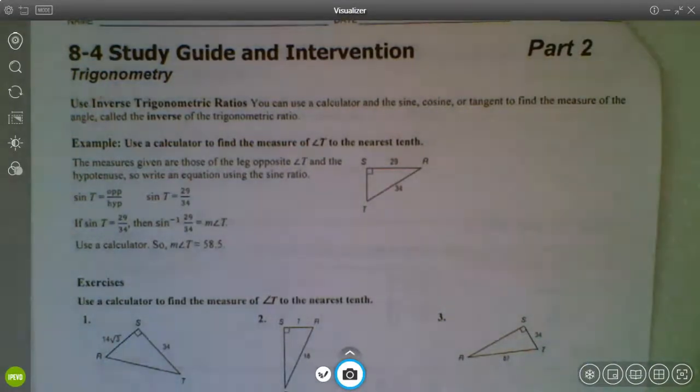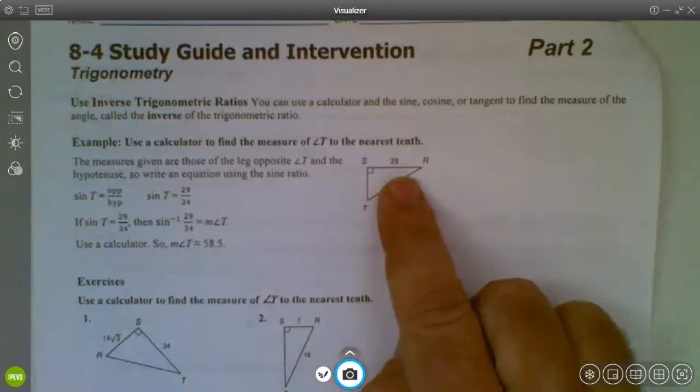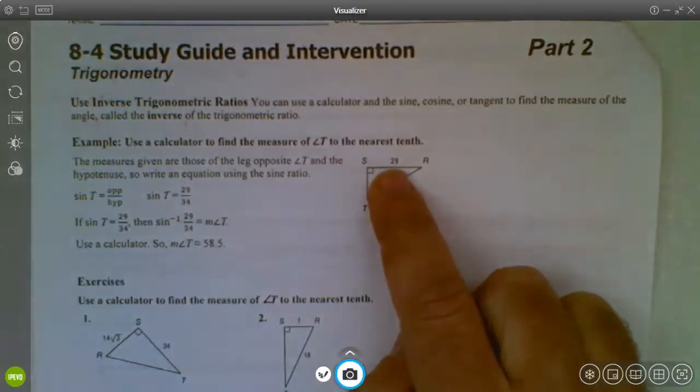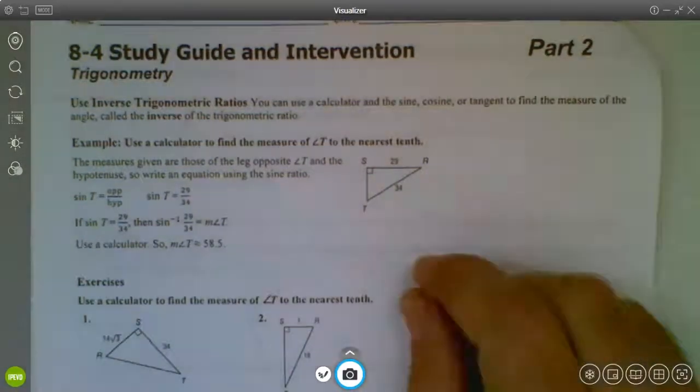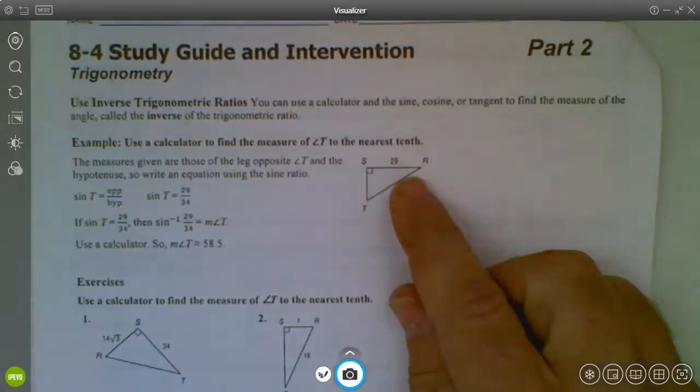So all that we've done so far with our trig ratios in part 1 of this lesson was we were always finding a side length, right? They always gave you an angle and one side, and they said, okay, use that information to find another side. So what you're going to see differently on this one now, though, is instead of finding a missing side, we're now going to find a missing angle.